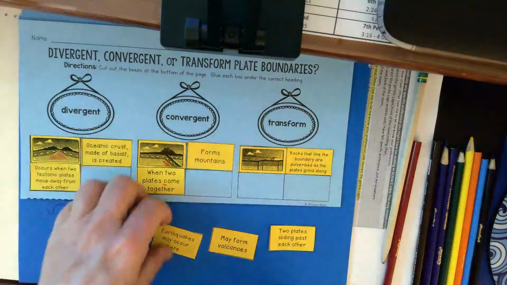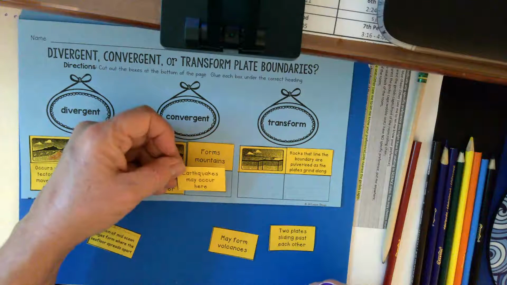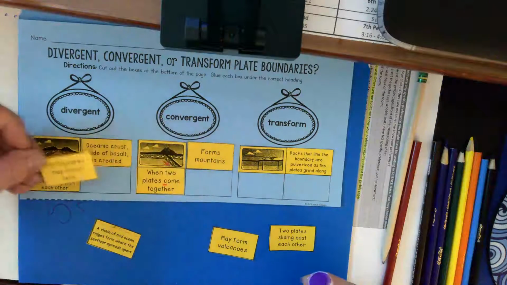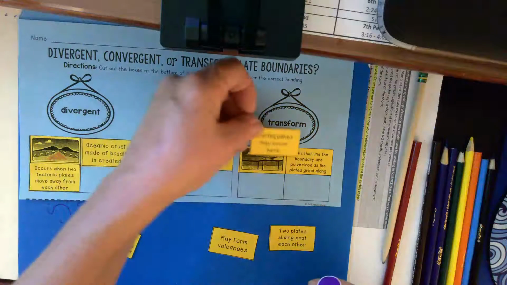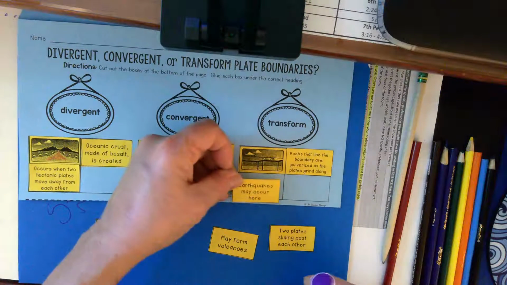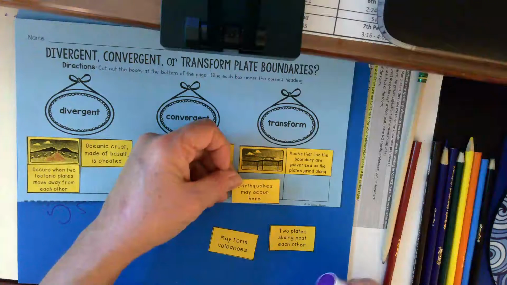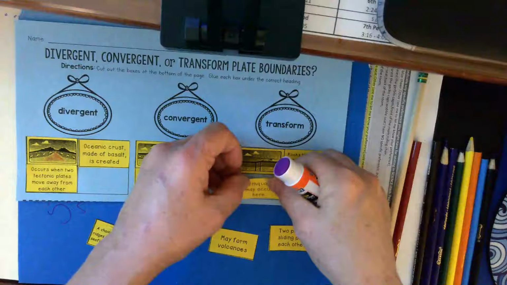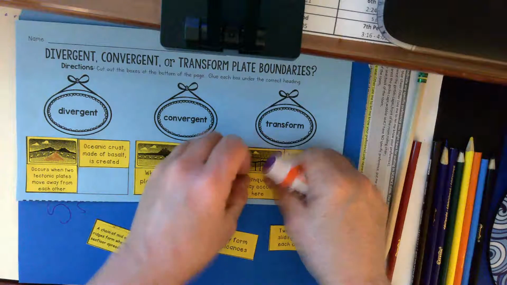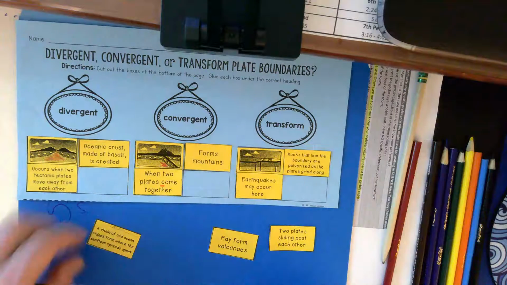All right, and let's look at this one. Earthquakes happen here. Well, an earthquake can really happen anywhere, but it's most likely that an earthquake is going to happen when 2 plates rub against each other and they grind up those rocks. So earthquakes most often happen at a transform boundary.